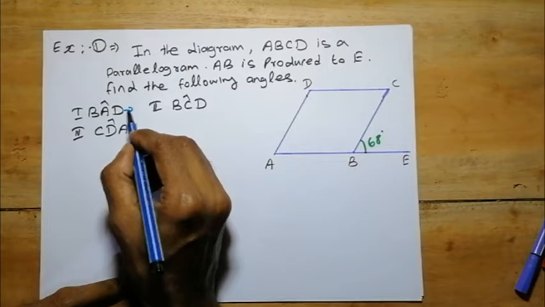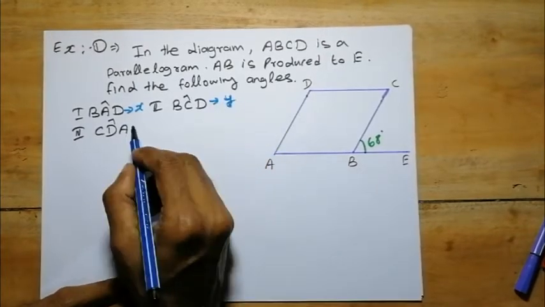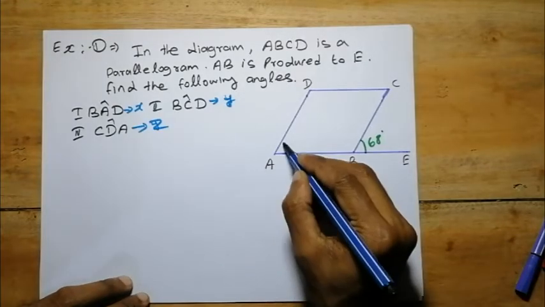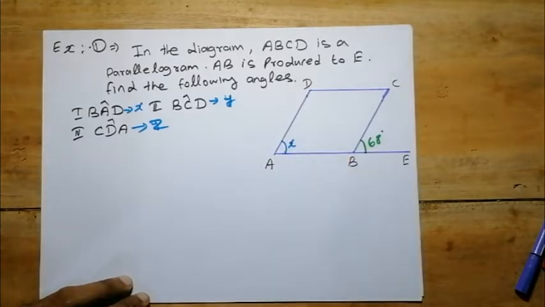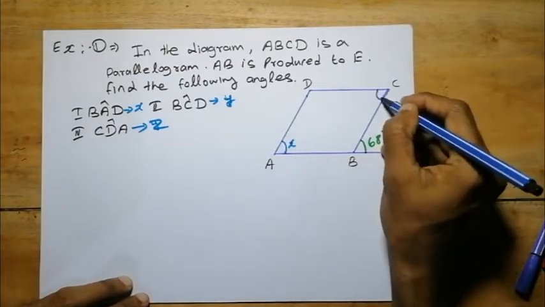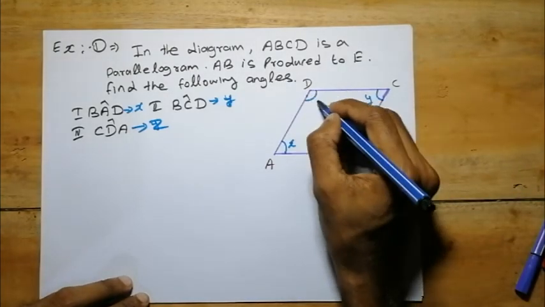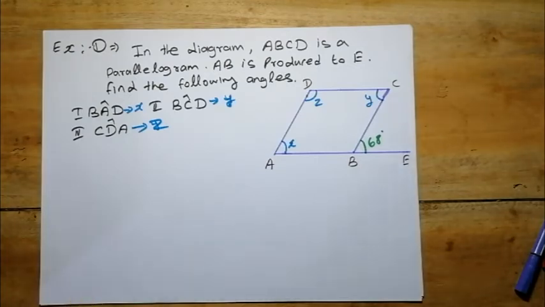So we mark BAD as X, BCD as Y, and CDA as Z. BAD, this angle, is X; BCD, this angle, is Y; and CDA, this angle, is Z. So which properties of a parallelogram are most suitable here? I think you got the point.